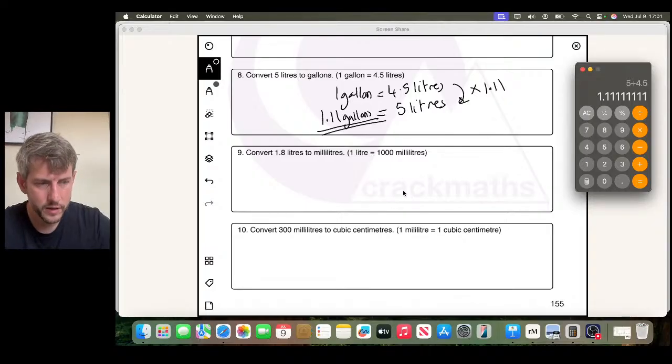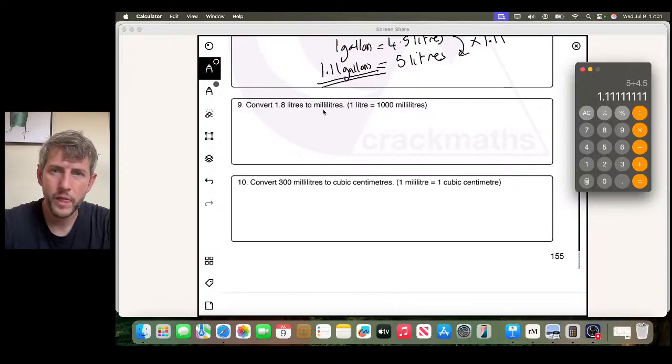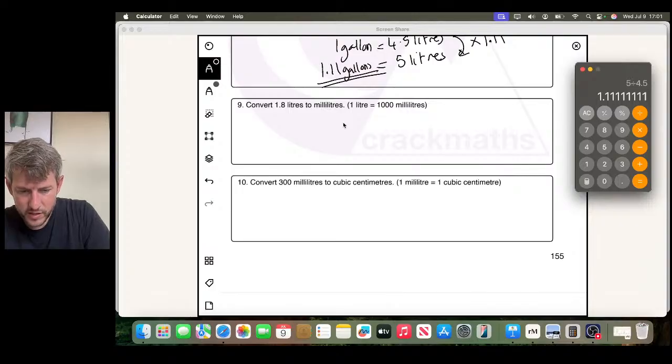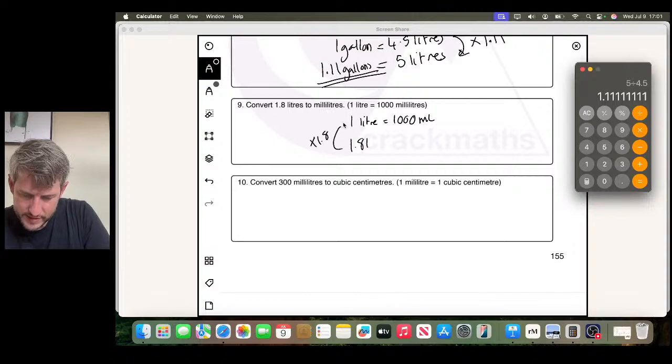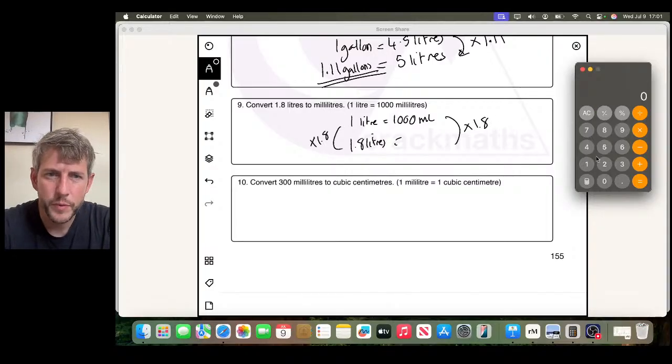Okay, question 9. We have convert 1.8 litres to millilitres. Okay, so here that's going to say that 1 litre equals 1,000 millilitres. Right, so we want 1.8 litres. Okay, that's nice enough. So if 1 litre equals 1,000 ml, we're going to times this by 1.8. Okay, so that'll give us 1.8 litres. And then we've got to also times this by 1.8. Okay, so let's have a look at that. That's going to be 1,000 times 1.8.